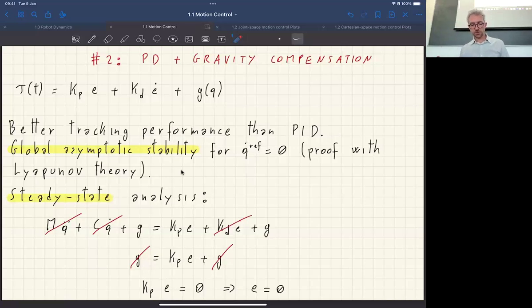So in practice, what are the advantages of this? Well, you get better tracking than with a PID. It's also a bit easier to tune because now you only have 2 gains to tune instead of 3. So it's easier. And theoretically speaking, we get global asymptotic stability for a fixed configuration to reach.